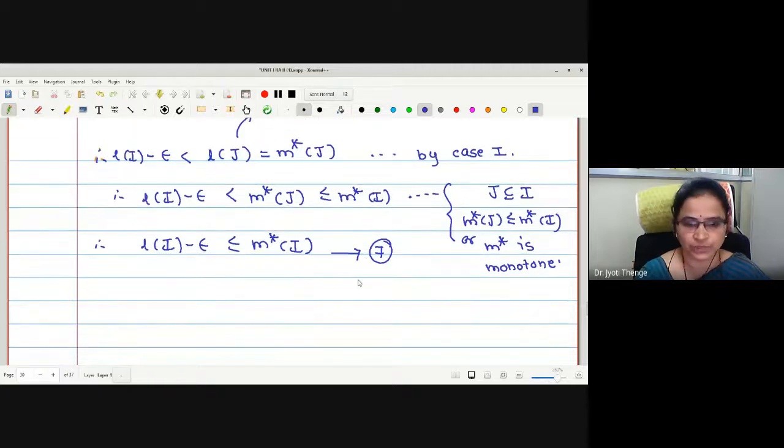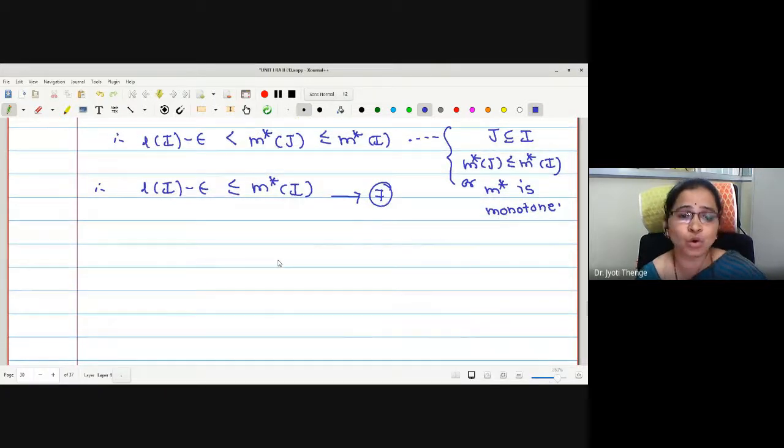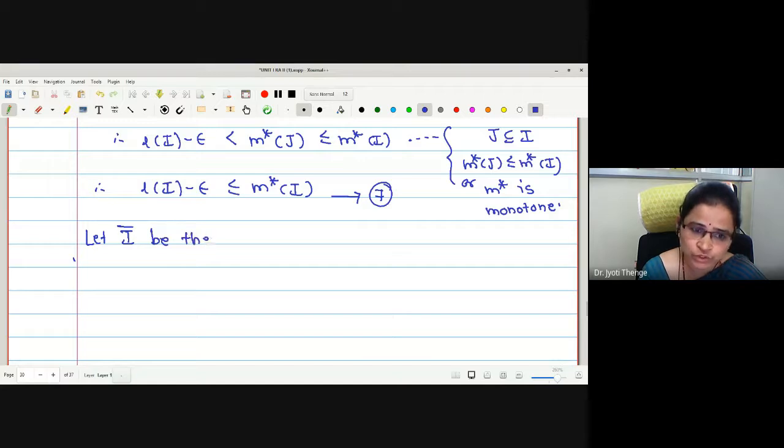Okay, now let me move towards the closure of this interval I. Why closure I am selecting? Because the fact is that closure of an open interval is a closed set. And for that closed set, outer measure is equal to its length. That's why now we are involving the concept of closure of this I. Here I am writing let I bar be the closure of I. You must understand why closure is involved.